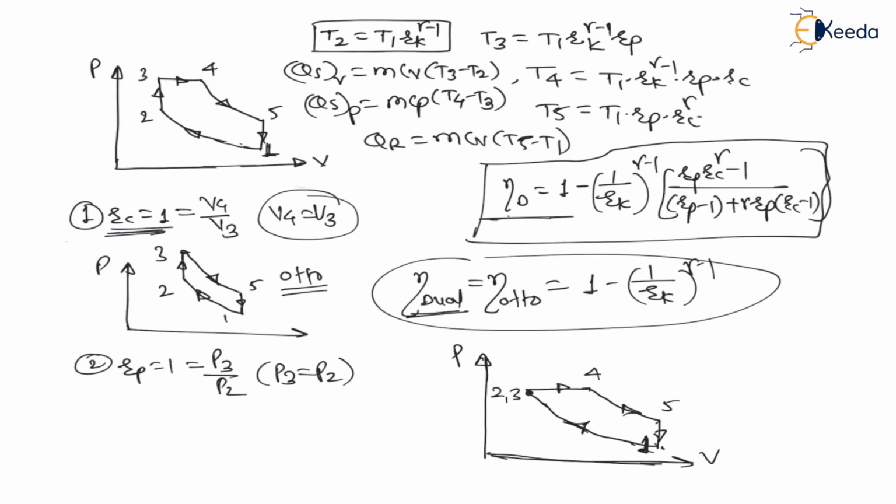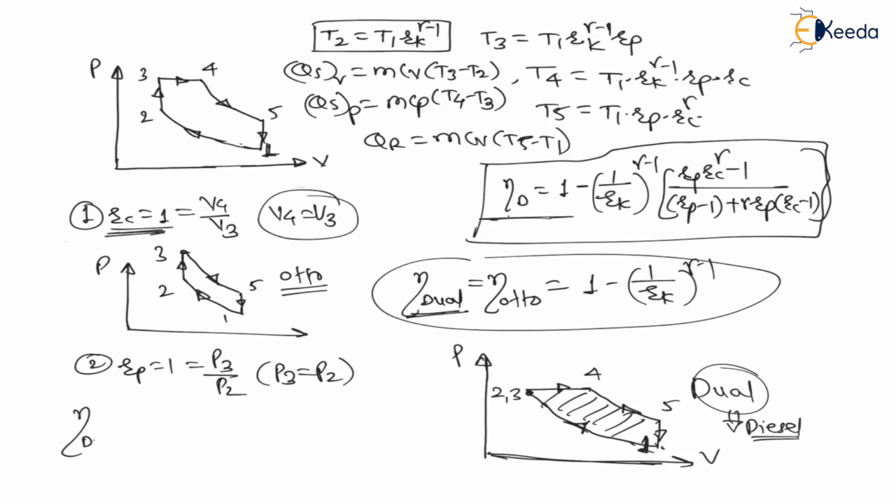This will be your cycle, and this is a dual cycle, that is, reversible adiabatic compression, constant pressure heat supply, reversible adiabatic expansion, and constant volume heat rejection. This is a dual cycle, which is nothing but the diesel cycle. This is a diesel cycle or not, right? Therefore, dual becomes equal to diesel cycle.